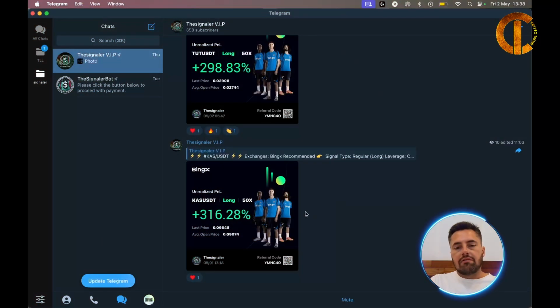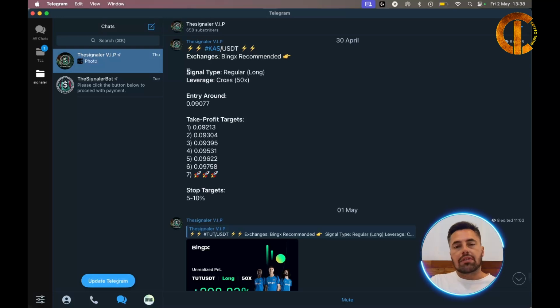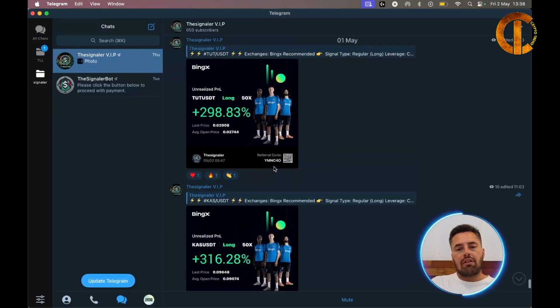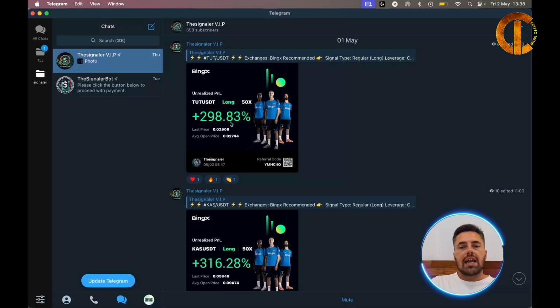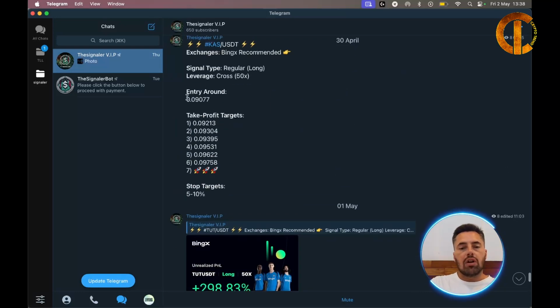This is the Signaler VIP page, and you can see here people are posting their profits, and they also give out signals. Now the signals are a massive bonus. I've been taking them myself and they hit almost every single time. As you can see here, guys, the community does post their profits. You can see here 316% profit, 298% profit, and they also give out signals that you can follow, showing you the entries and the multiple take profits that you could be taking.